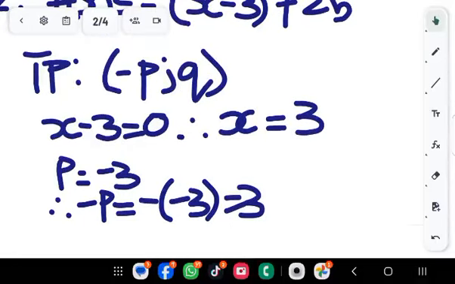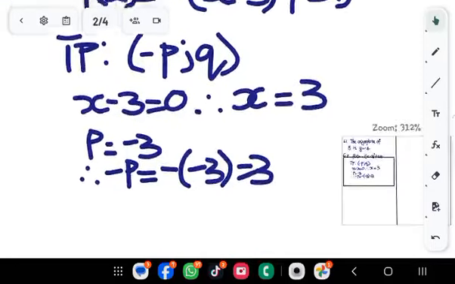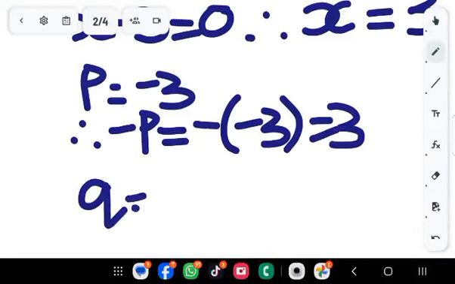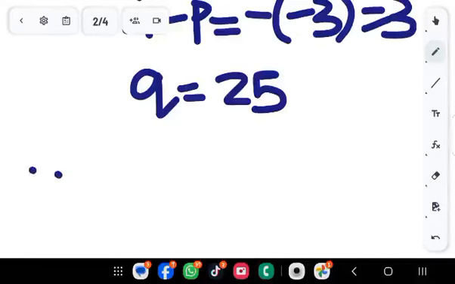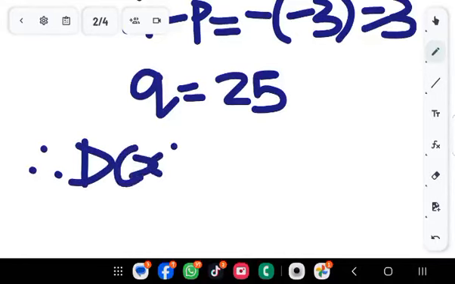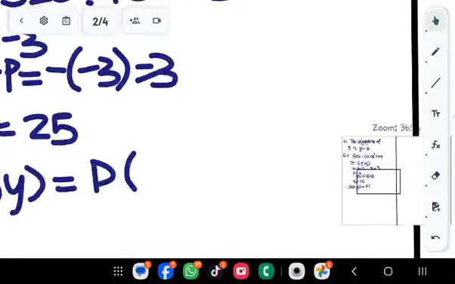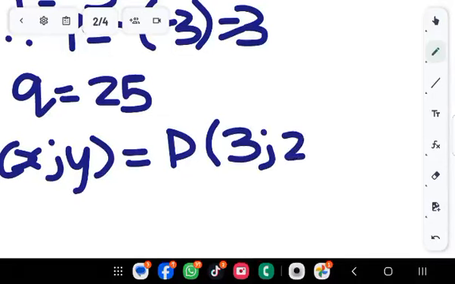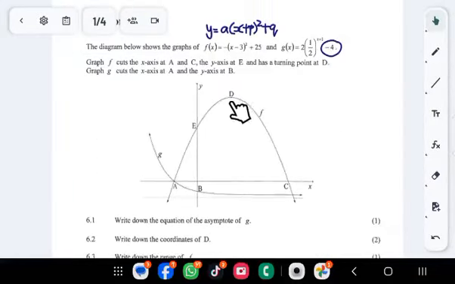If you're in doubt, then just equate all of this to 0 and solve for x, and that will be your negative p. It will be the x coordinate of the turning point. Now, q is simply the y-value of the turning point in this case. Now, q is equal to 25. Therefore, the coordinates of D, which happen to be the turning point, will be (3, 25). Does it make sense? Of course it does make sense. The point D is in the first quadrant, which is both positive x and positive y.